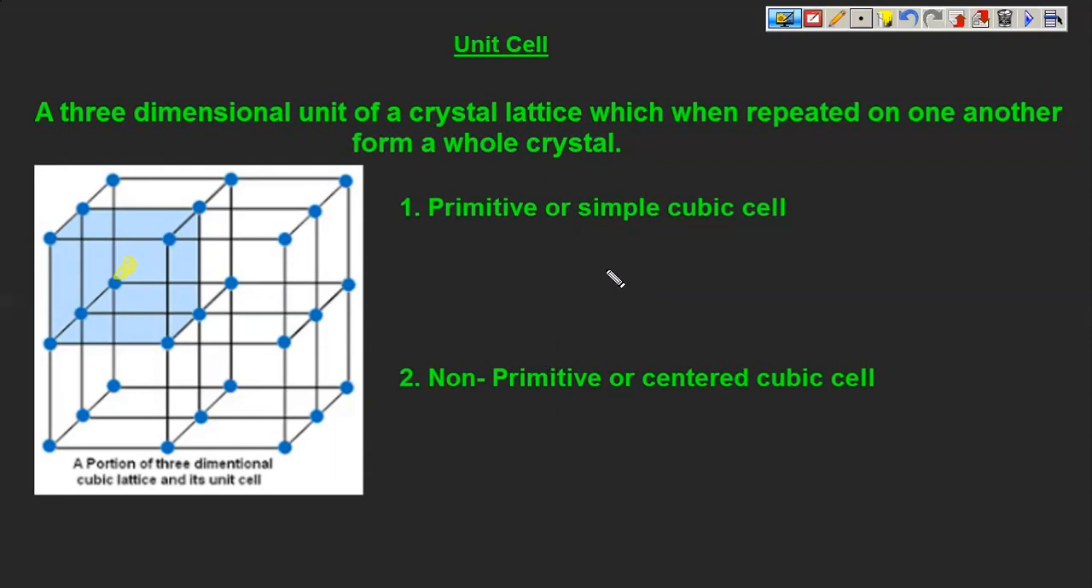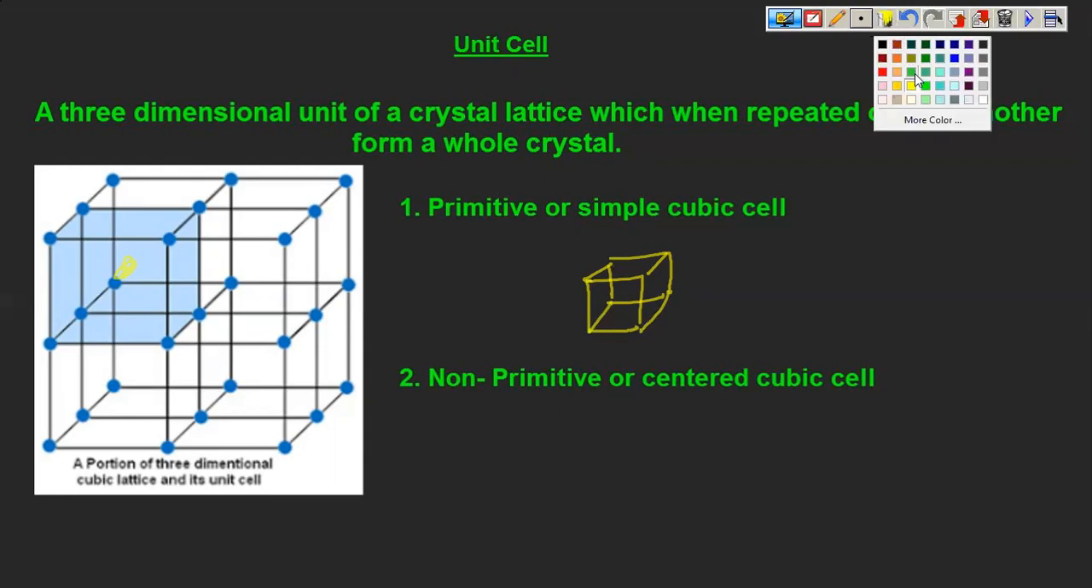A primitive unit cell has particles only at corners, like this. The particles are present only at corners. I'm denoting these particles with green dots. You can understand the particles are present only at corners. These green dots are the particles.